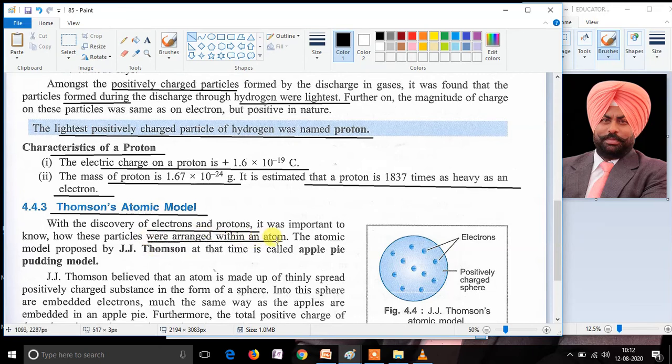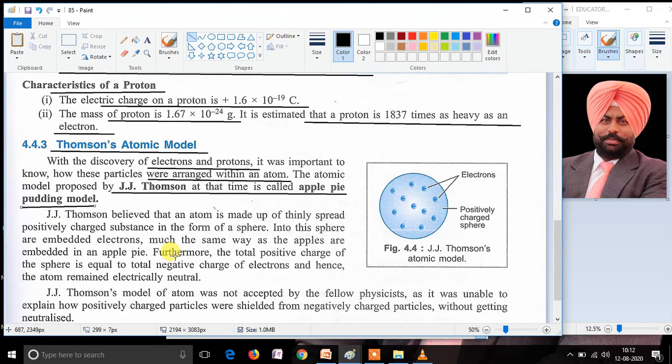First of all, J.J. Thomson was the scientist who gave the arrangement for the protons and electrons in an atom, and he named his model the apple pie pudding model. According to J.J. Thomson, an atom is made up of thinly spread positively charged substance in the form of a sphere.